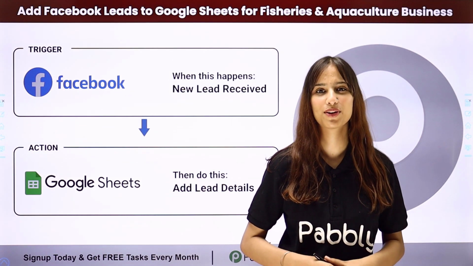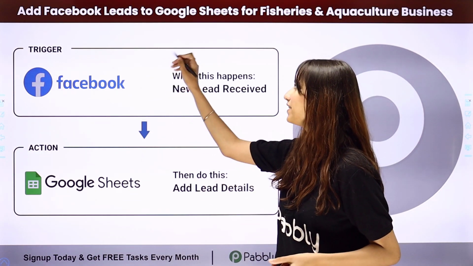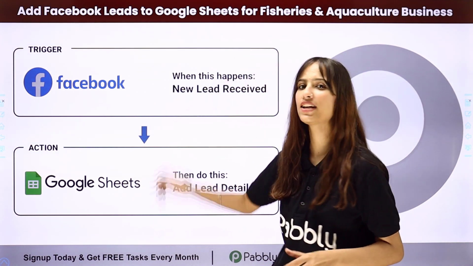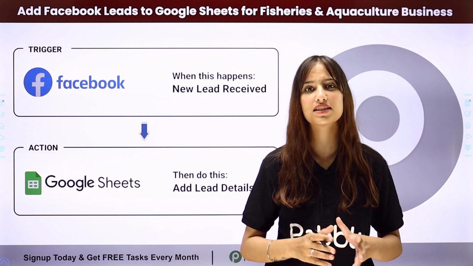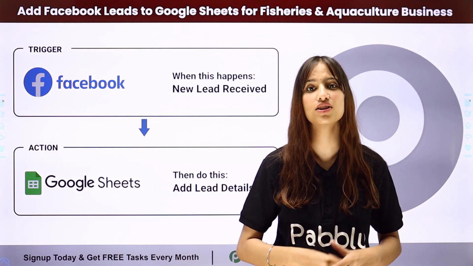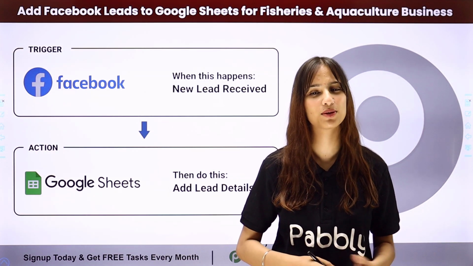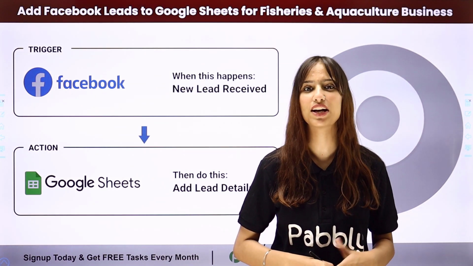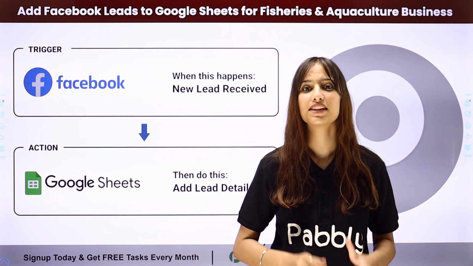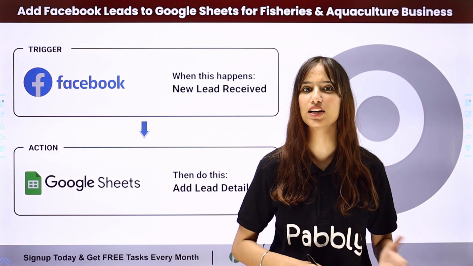So in today's video, we are going to understand how to add Facebook leads to Google Sheets for fisheries and aquaculture business. So here let's suppose that I have a business of fisheries and aquaculture, and to promote it, I'm using Facebook lead ads. So here my objective is that whenever I'm going to receive a new lead through Facebook lead ads, then I wish to add the lead details in a Google Sheet.